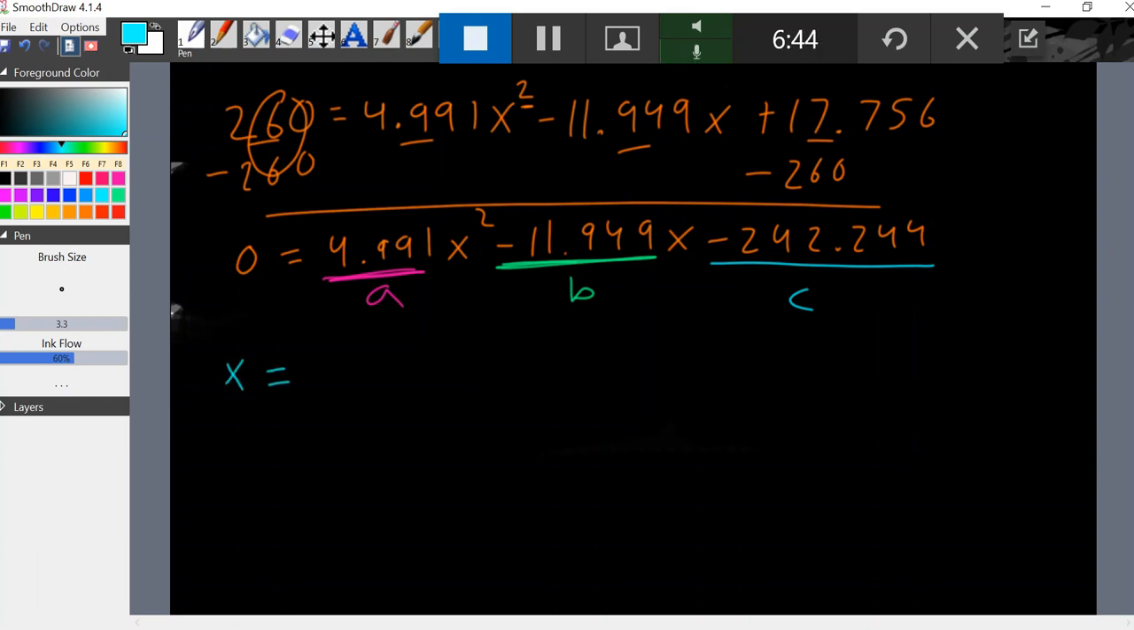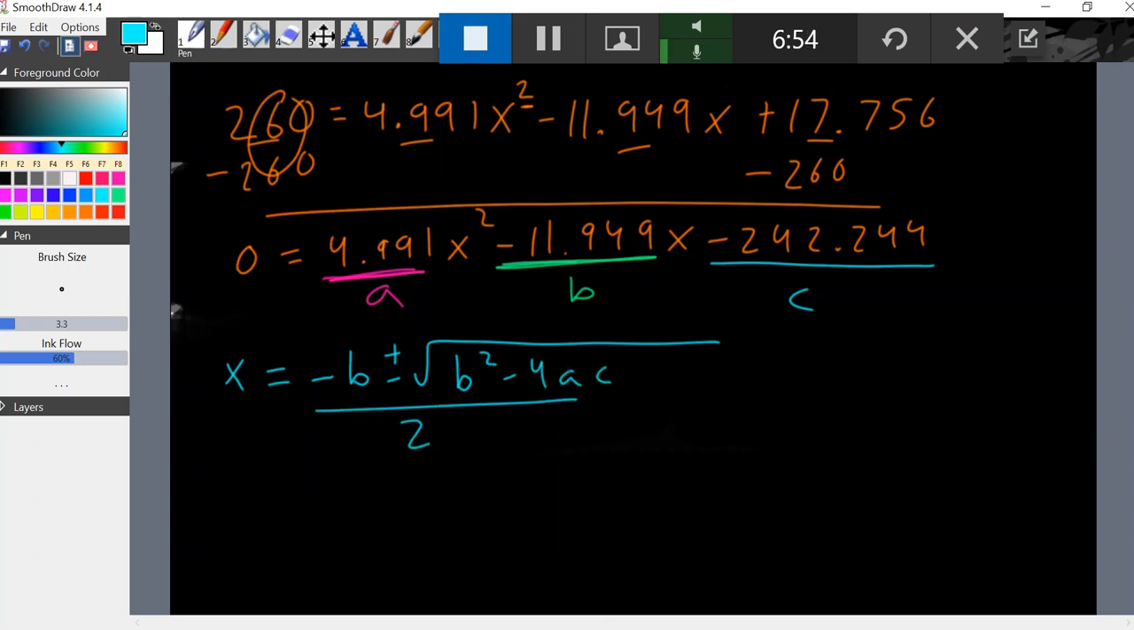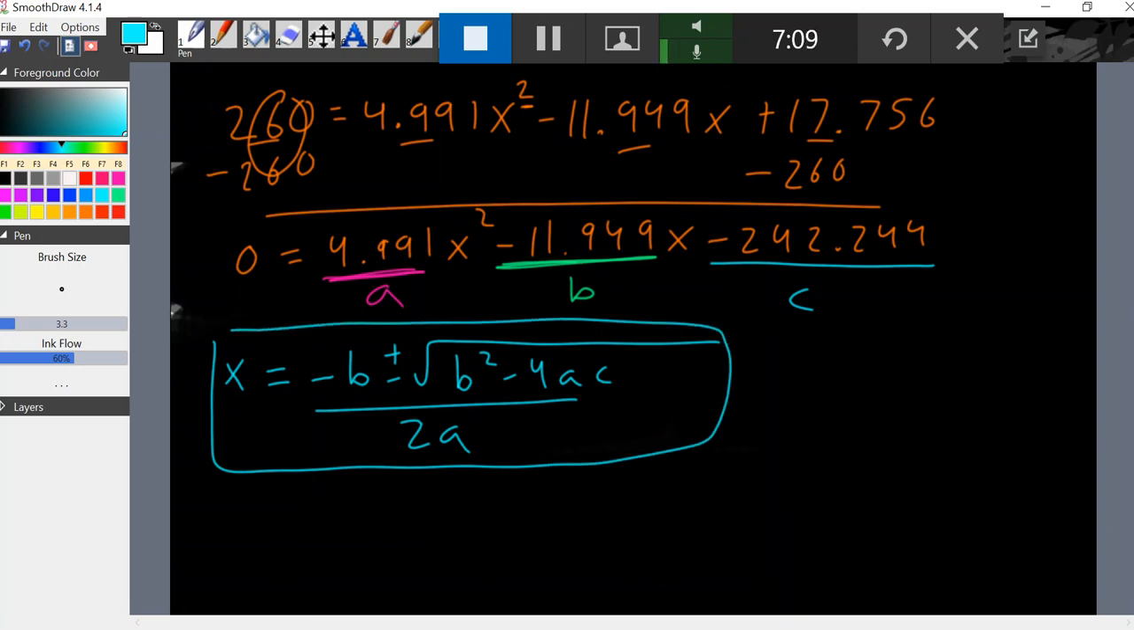So we have x is equal to negative b plus or minus the square root of b squared minus 4ac all over 2a. Now notice, why are we using the quadratic formula? Well, because these are all decimals, it would be impossible for us to use any one of our factoring methods. And this is the benefit of using the quadratic formula. When you get comfortable with it, we use this for anything that involves decimals or difficult fractions.